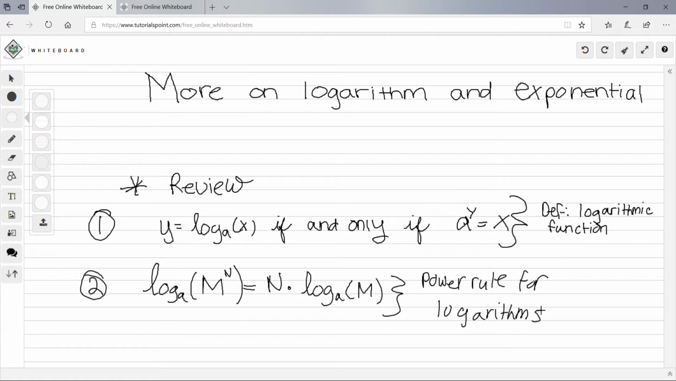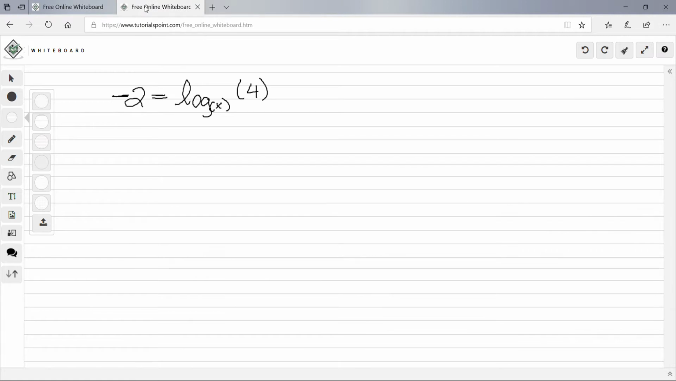I'm only going to do a few problems. I'm going to do the first problem, which says we have to solve each equation. Each of these equations is in a single logarithm, and our goal is to solve for x.